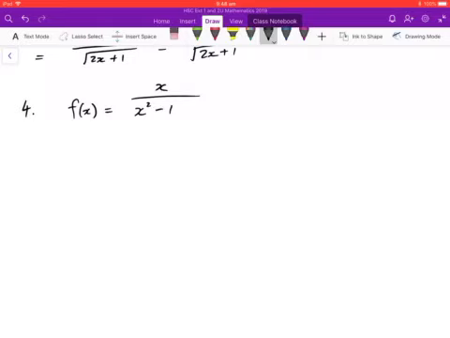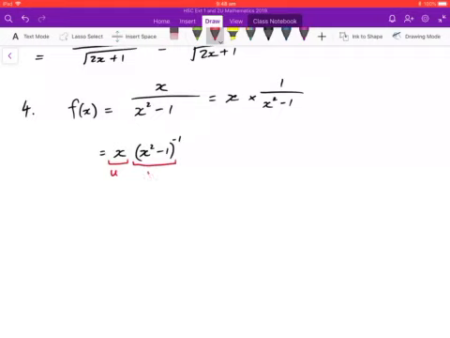All right. Now, what is u and what's v? It doesn't look like it. Now, we are going to do a thing called the quotient rule soon, but the way I could rewrite this would be x times x squared minus 1 to the negative 1. Because over here, this is just x times 1 over x squared minus 1. Now, if I have this, then I can think of this as my u. I can think of this as my v.